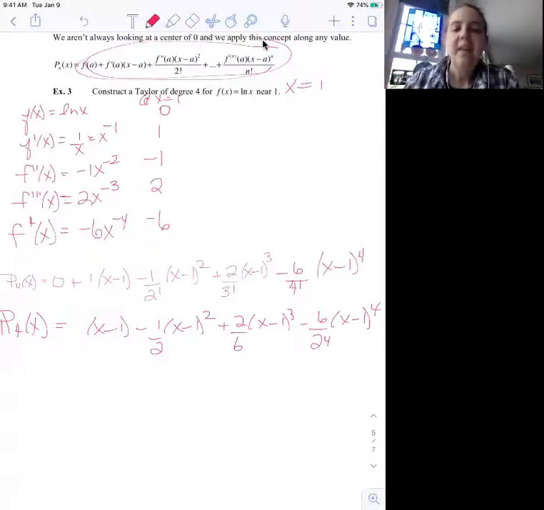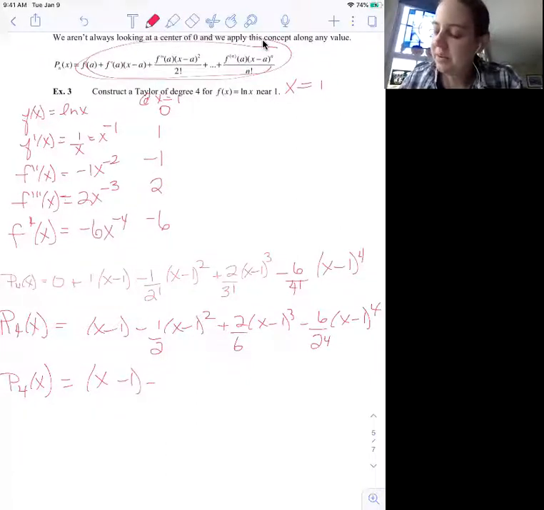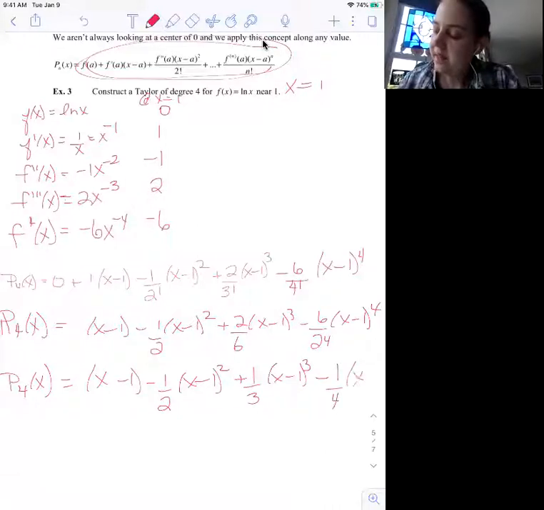The only other thing I would do is reduce those fractions. Now, technically on the AP exam, do you have to reduce fractions? Nope, you don't. It doesn't have to be simplified all the way. So minus 1/2 x minus 1 squared. 2/6 is really 1/3, x minus 1 cubed. 6/24 is 1/4, x minus 1 to the 4th. So there you go. There's our Taylor polynomial.